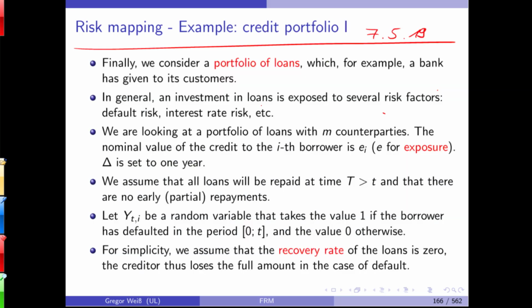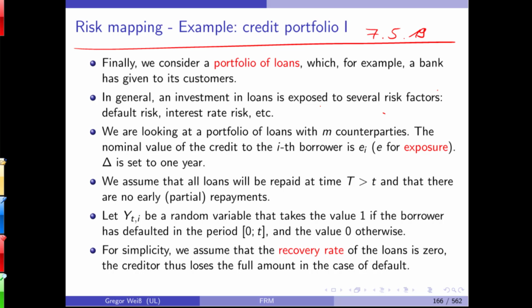We have an investment in loans. We have default risk. We have interest rate risk. We are looking at a portfolio of loans with M counterparties. The nominal value of the credit to the ith borrower is E_i. E stands for exposure. Delta is set to 1 year, a very common assumption in credit market and credit risk management, that you're only looking at a 1 year horizon. What is the probability that your borrower defaults within the next year?